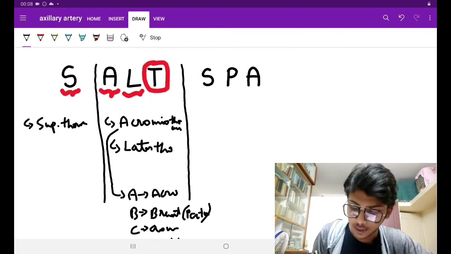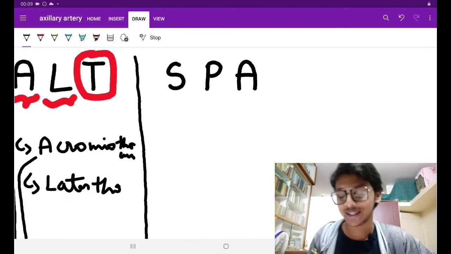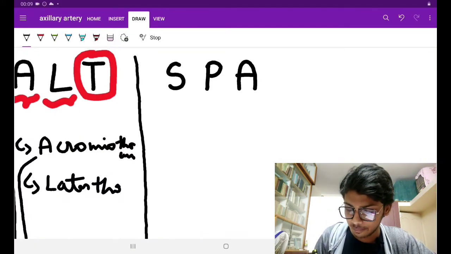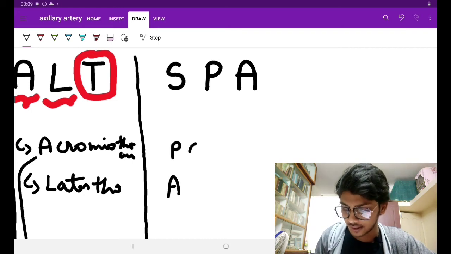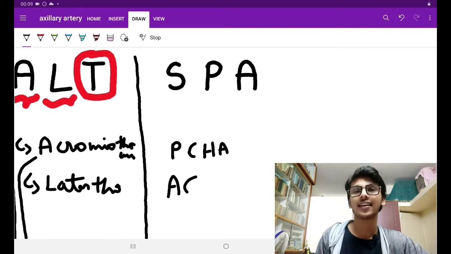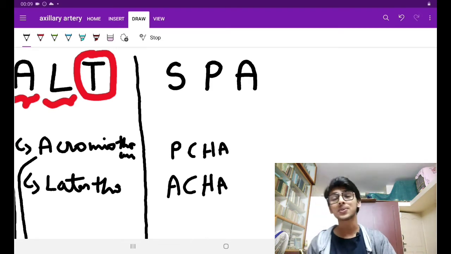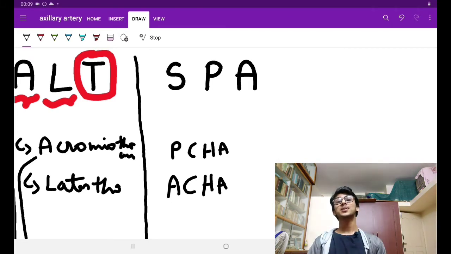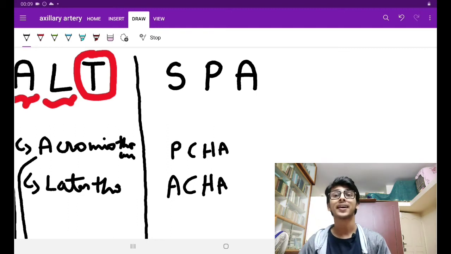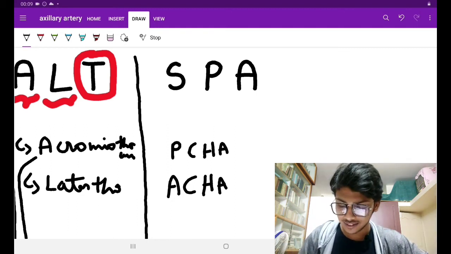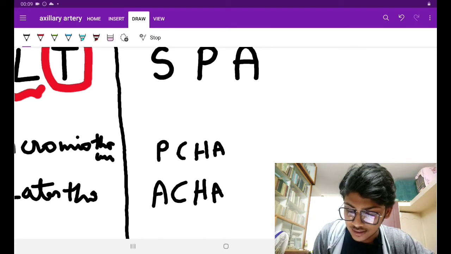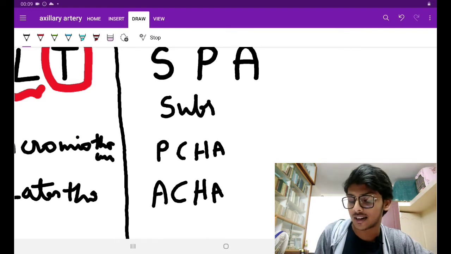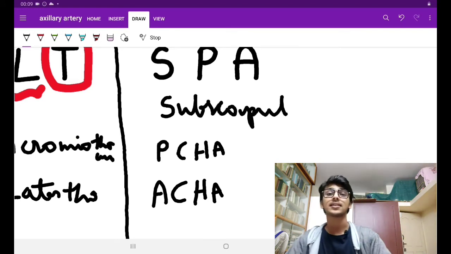Then there is SPA. What is SPA? Guys, my teacher used to teach me like this. What is P and A? Remember this as Pacha and Acha. Okay. What is Pacha? Pacha is the posterior circumflex humeral artery. Why posterior? Because it is behind. Why circumflex? Because it is going around. Why humeral? Because it is around the humerus. Why artery? It is carrying blood away from the heart. Then what is Acha? Acha is the anterior circumflex humeral artery. What is S? S is the subscapular artery. That is a very interesting artery. We'll be studying that again when we are studying the scapular anastomosis.